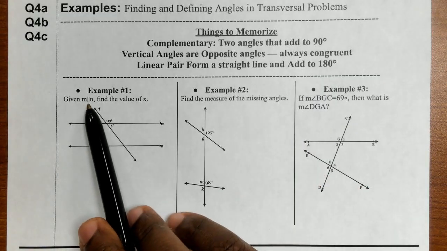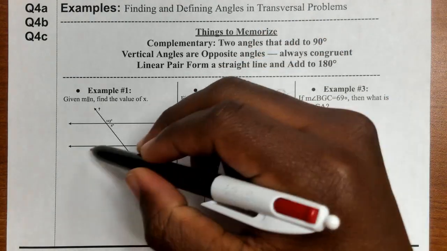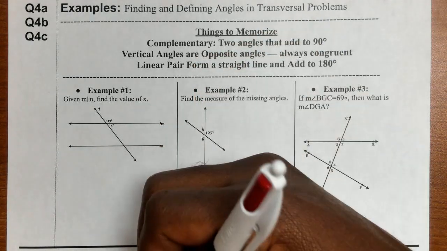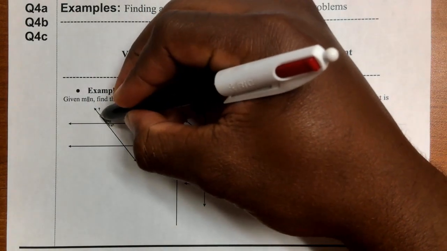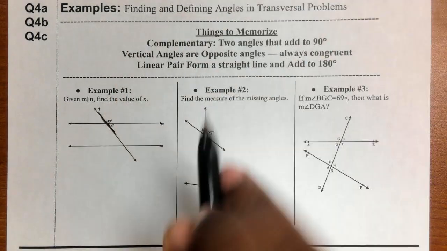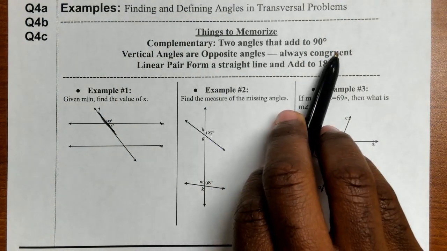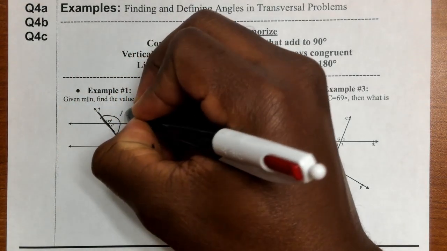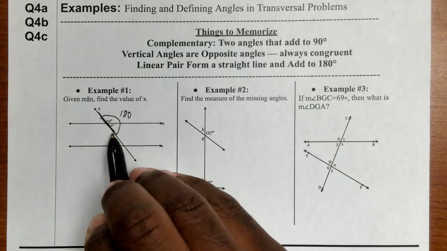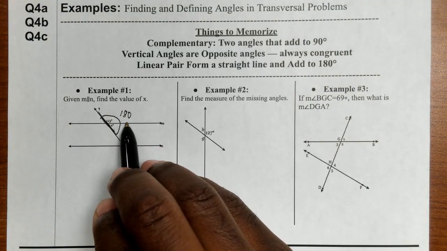It says given that M is parallel to N, which means that they're going in the same direction but they never meet. Find the value of x. Right here we see a straight line, and a straight line makes us think about linear pairs, and a linear pair adds up to 180 degrees. So this angle and this angle should be equal to the big angle.